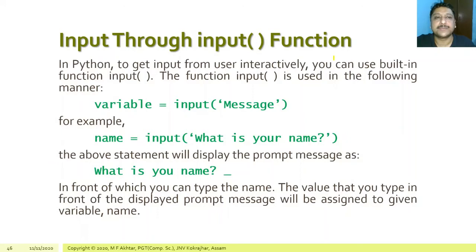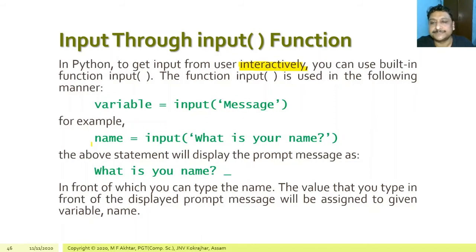Input through the input function. In Python, to get input from the user interactively, meaning during program run, the program is running and in between it asks for some value from the user, that this value is needed. You just input from the keyboard. This is known as interactive. You can use the built-in function input. The function input is used in the following manner: variable equals input, then within quotation marks you have to put a message.